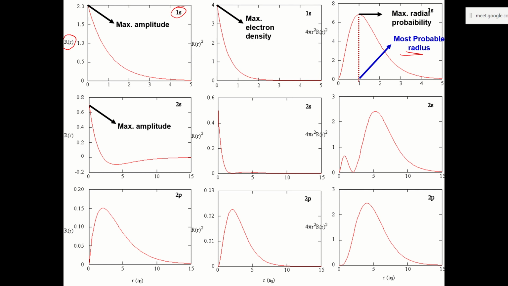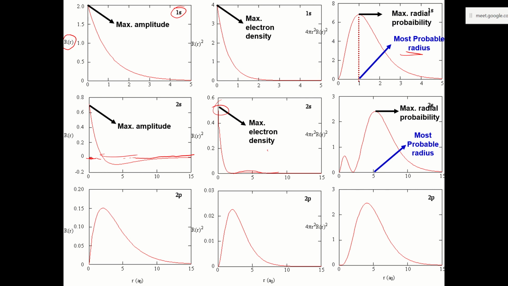Then for the 2s orbital, you see maximum amplitude, maximum electron density. So it is having a node, you see the zero line here, this zero line, right? So it is turning negative on this side, so the amplitude is turning negative here, and when you square it, it shows a small maximum electron density here. And third, multiplying, the most probable radius, right? So the most probable radius is this one.